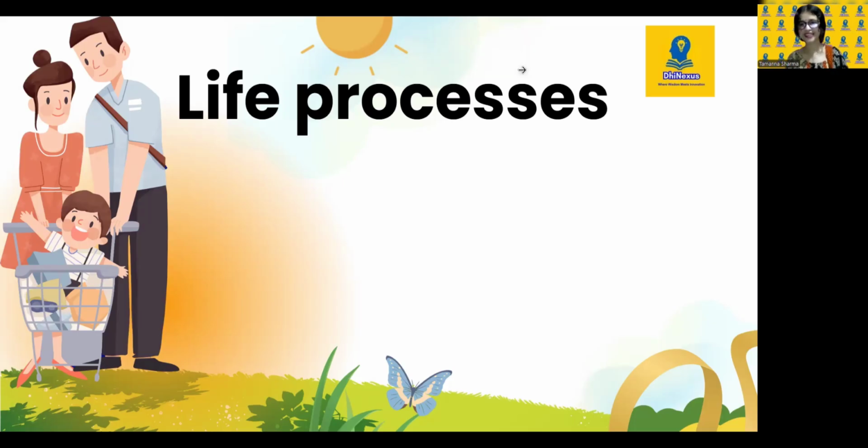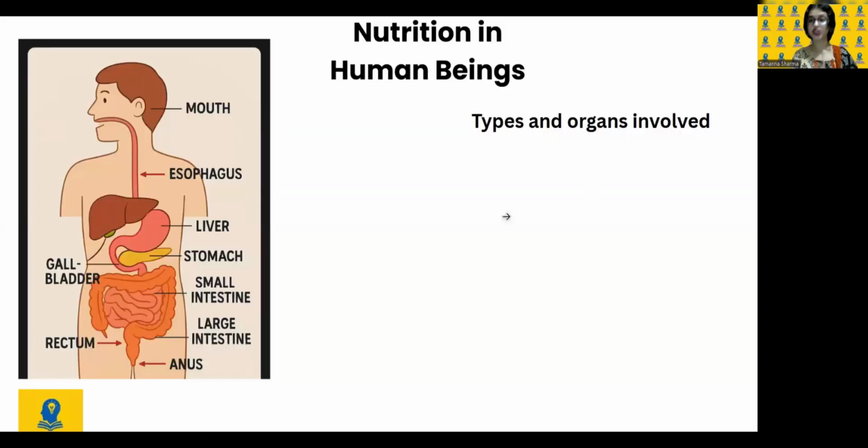Okay, so let's get started with the continuation. As we had learned about nutrition in human beings, first our food goes to the mouth. That means ingestion, digestion, absorption, assimilation, and egestion. These 5 are the important steps of nutrition, right?